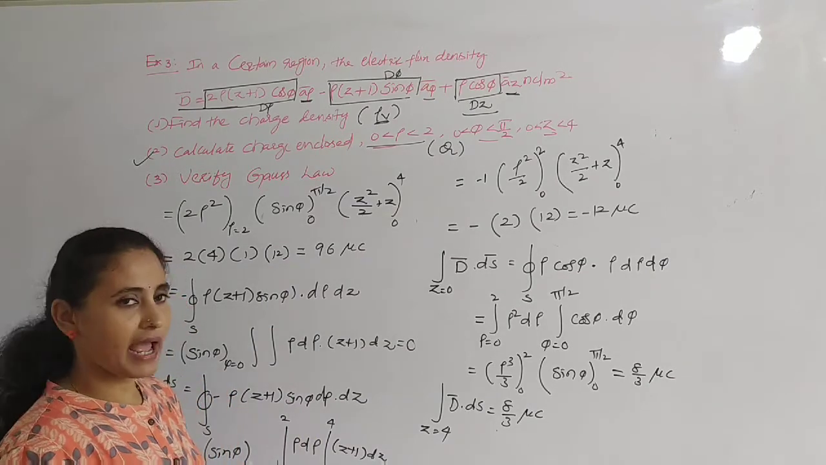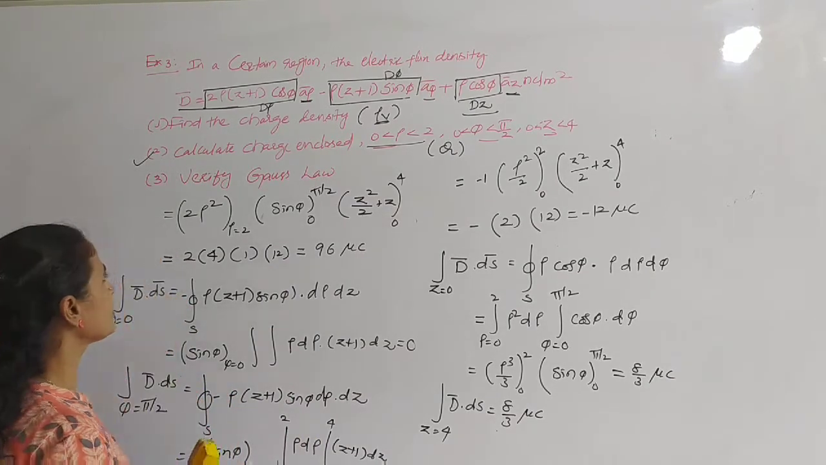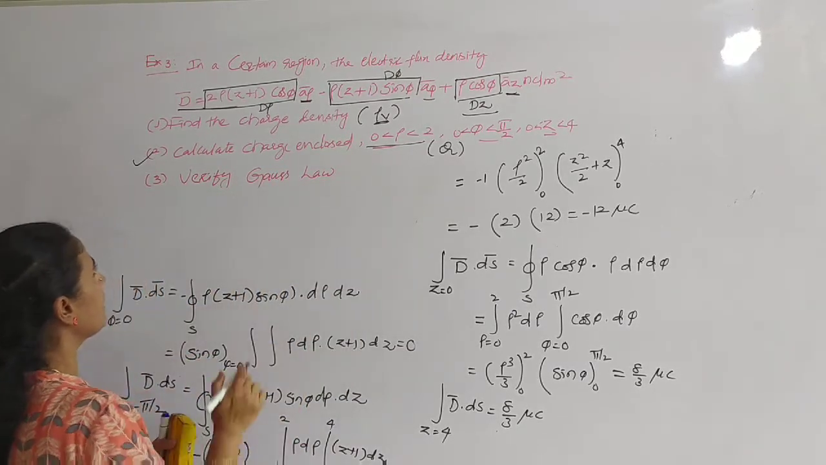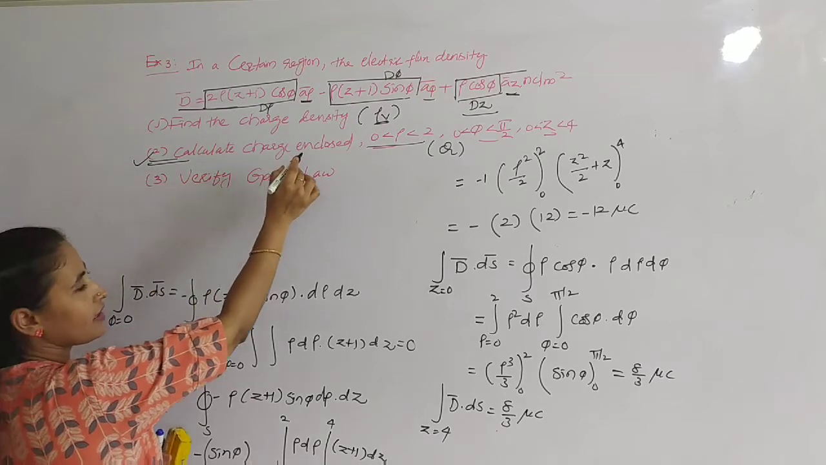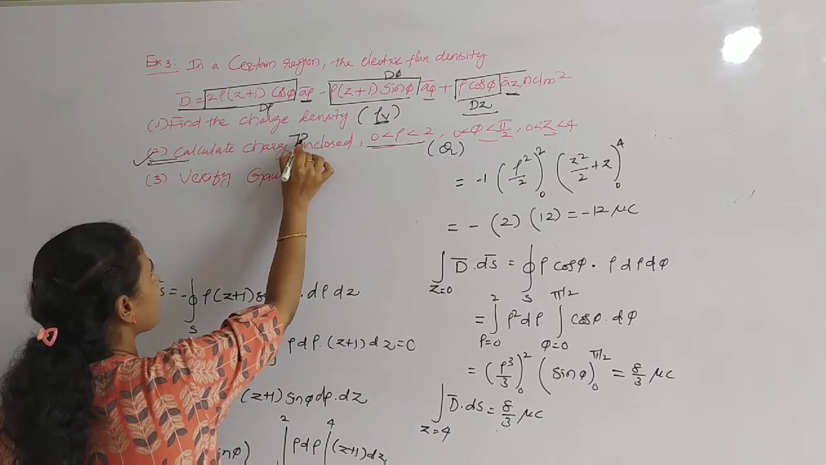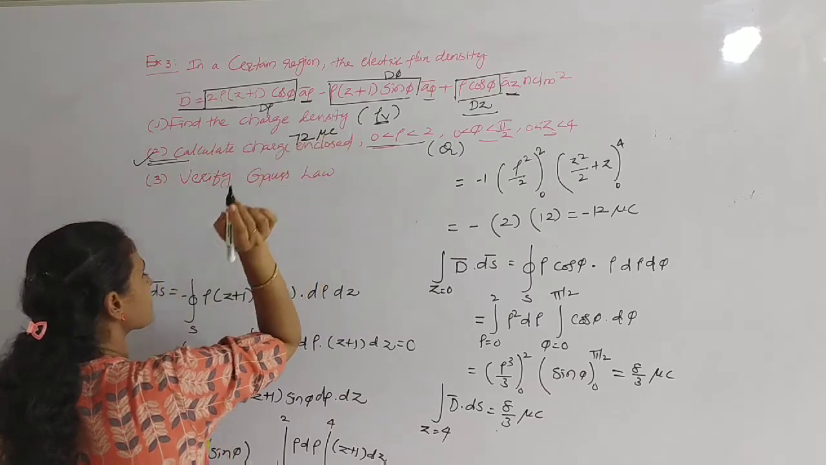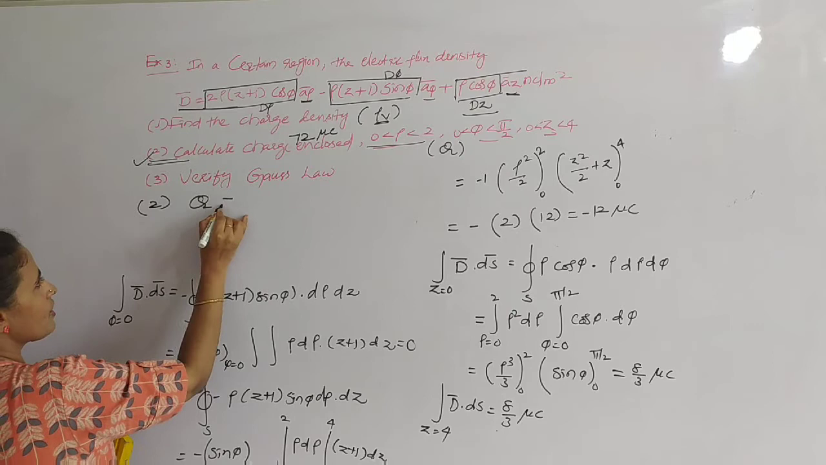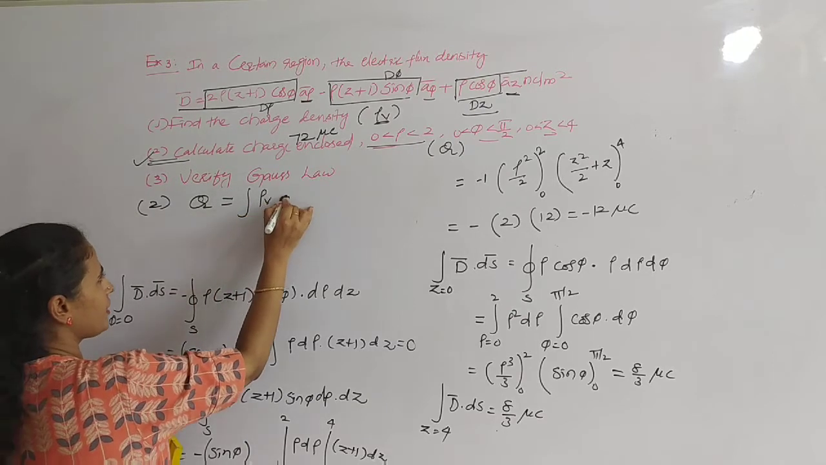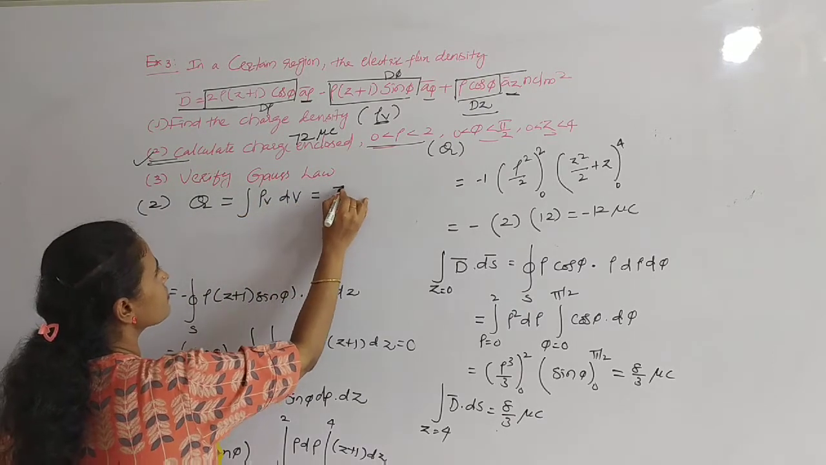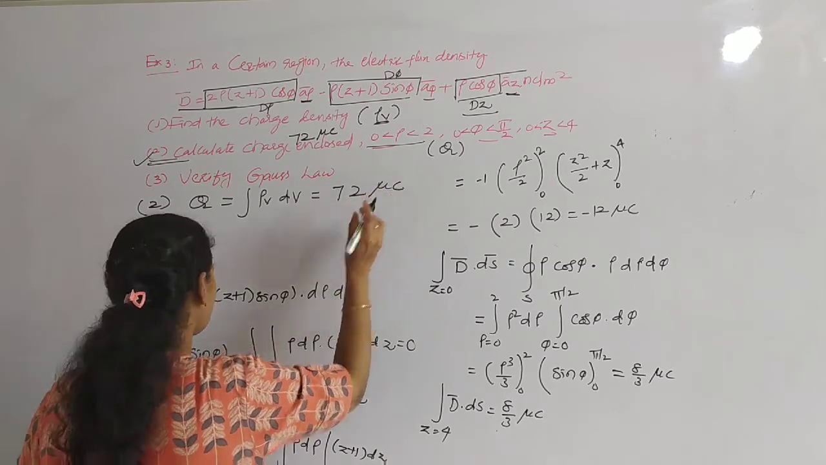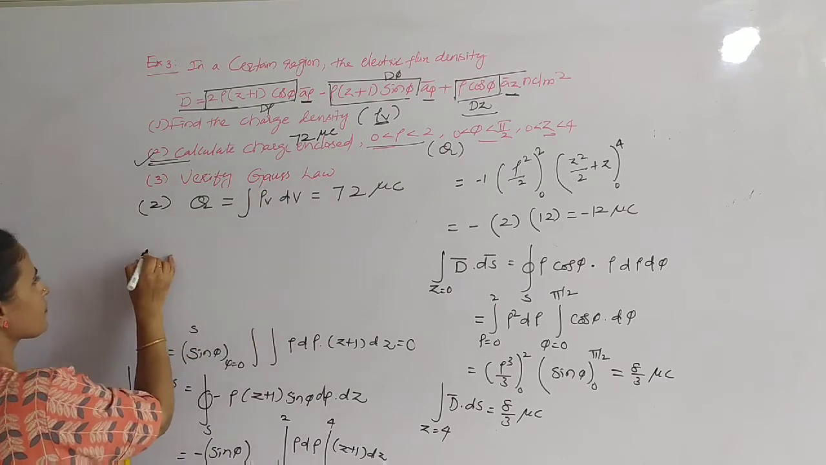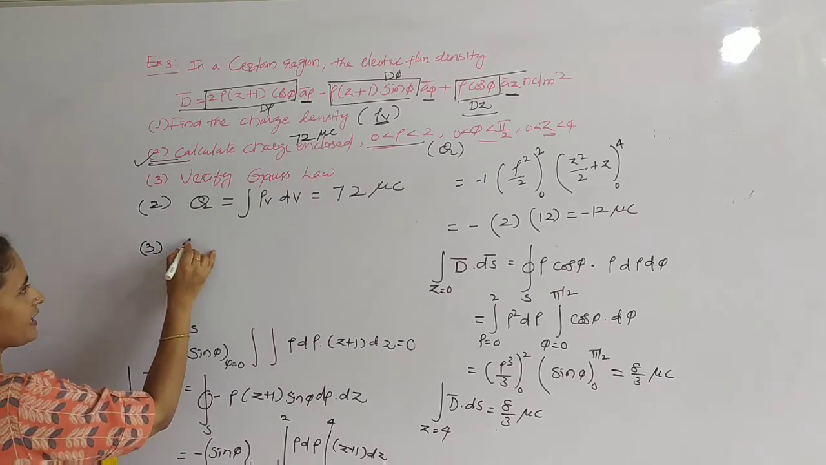Now add all the 6 integral terms. You will get, in the second case we have calculated the charge enclosed, Q obtained by rho V into dV, which is equal to 72 microcoulombs.